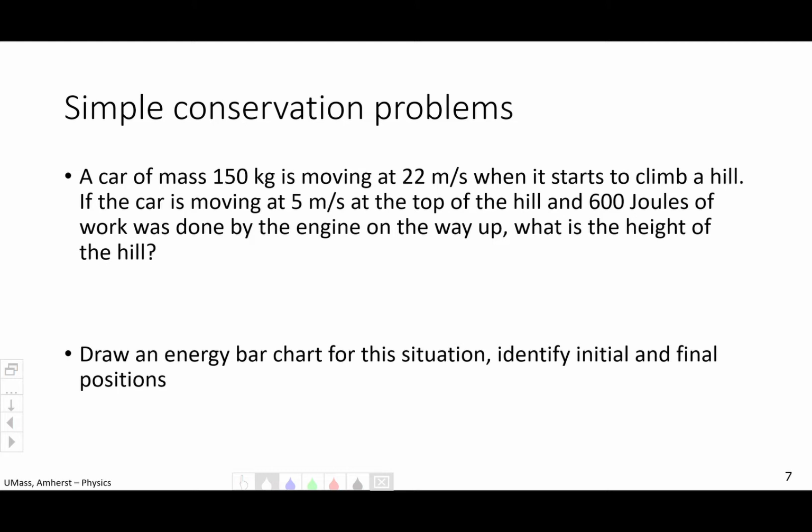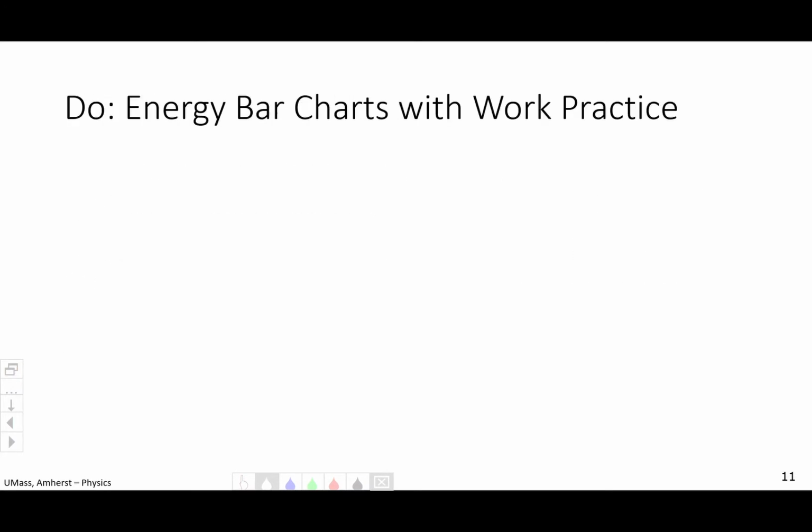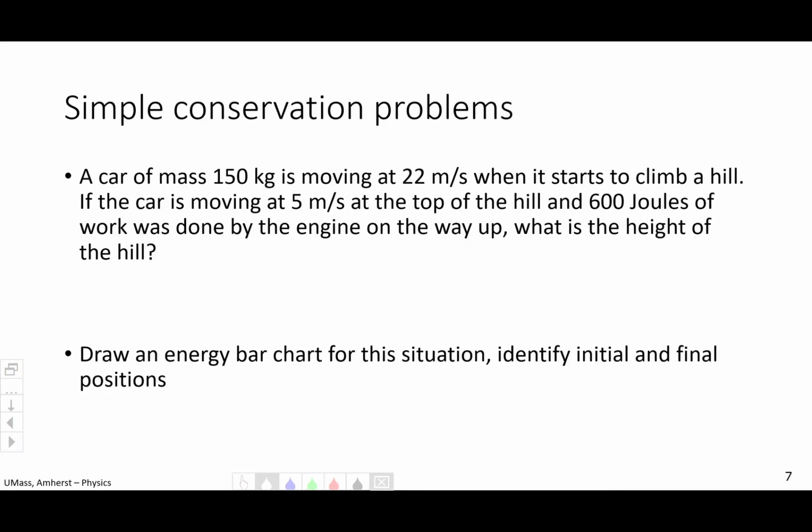Okay, so we've got some simple conservation of energy problems. Oh, wait a minute. Oh, no, okay. We're good. I'm not stupid.